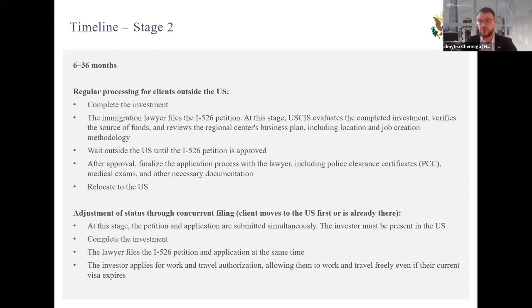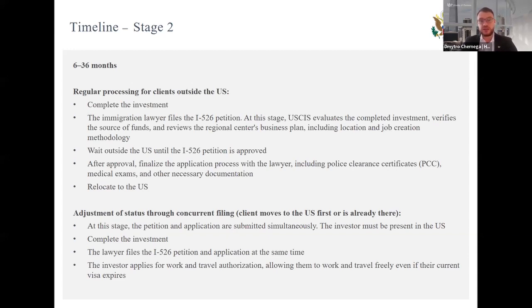After the approval, the application is filed, which includes various personal documents, and after this, the investor and family can move to the US, in simple words. Of course, before you move to the US, you go to the consulate and obtain your entry visa. With this entry visa, you have 6 months to enter the US and actually adjust this entry visa to a national green card. The other option is adjustment of status through concurrent filing.